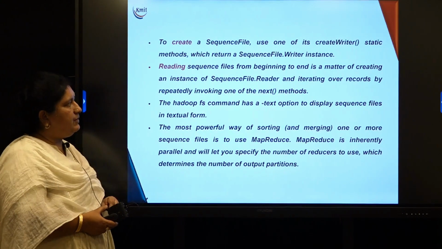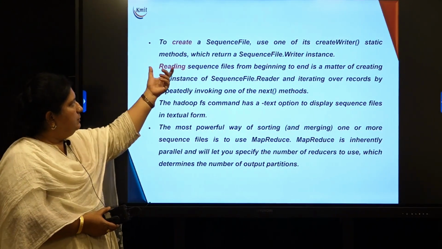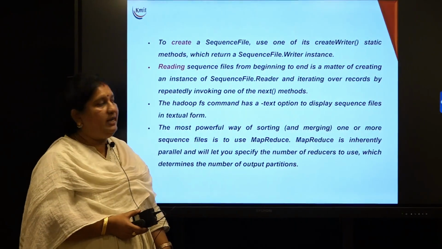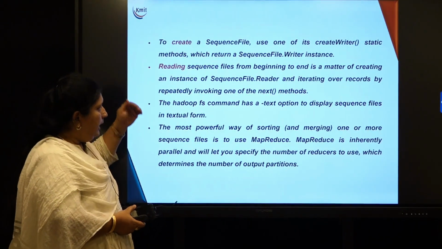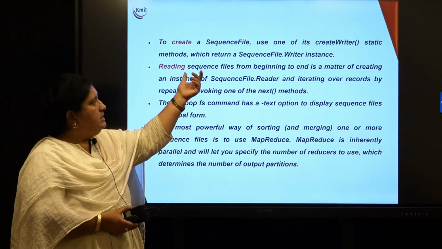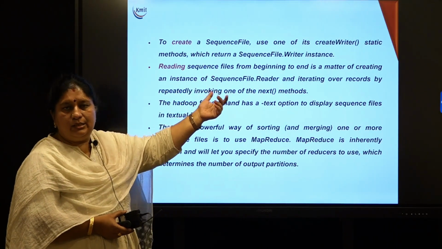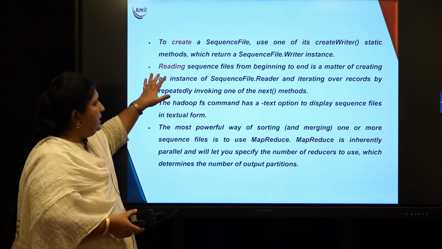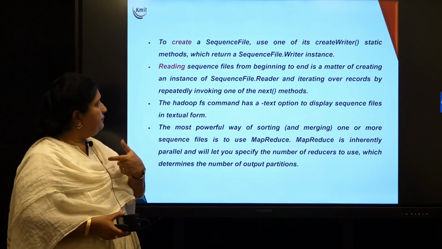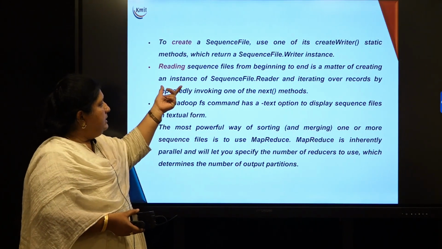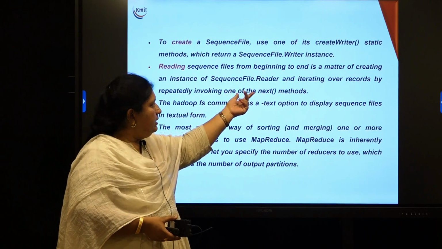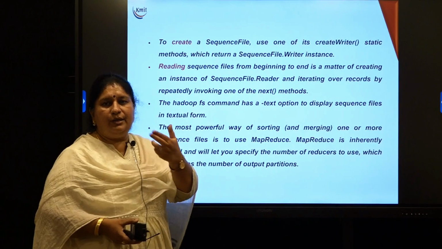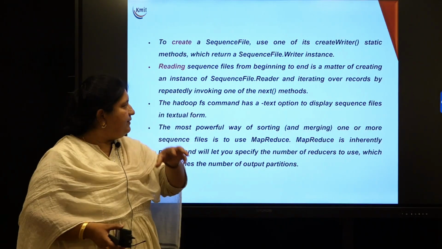To create a sequence file, we can use the sequence file object. In that you have a method called create writer, which gives you an instance of sequence file dot writer, using which you can start writing data into the sequence file. Similarly, if I want to read data from the file, you have an instance of sequence file dot reader, which comes with the built-in method called next, which keeps on giving you the next records which are stored in the file.